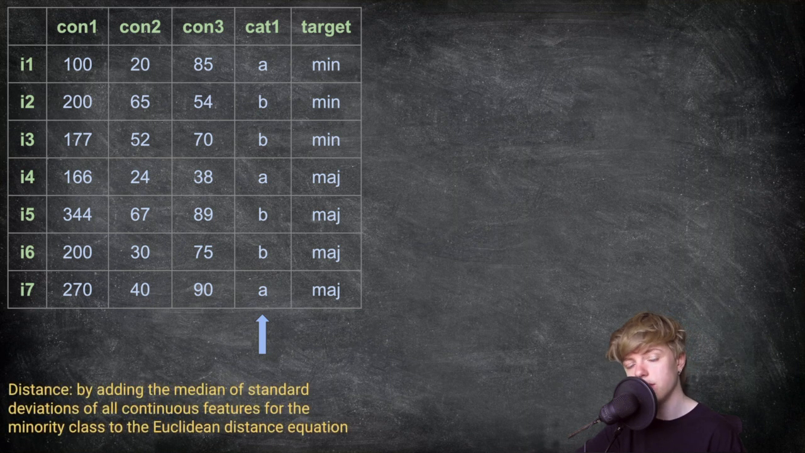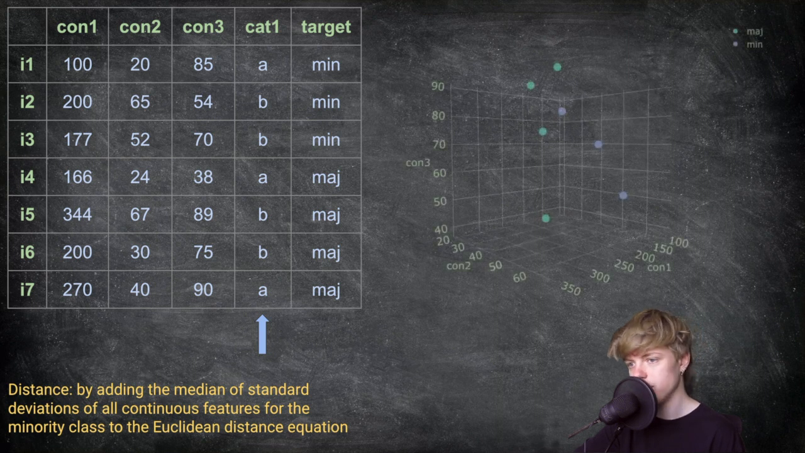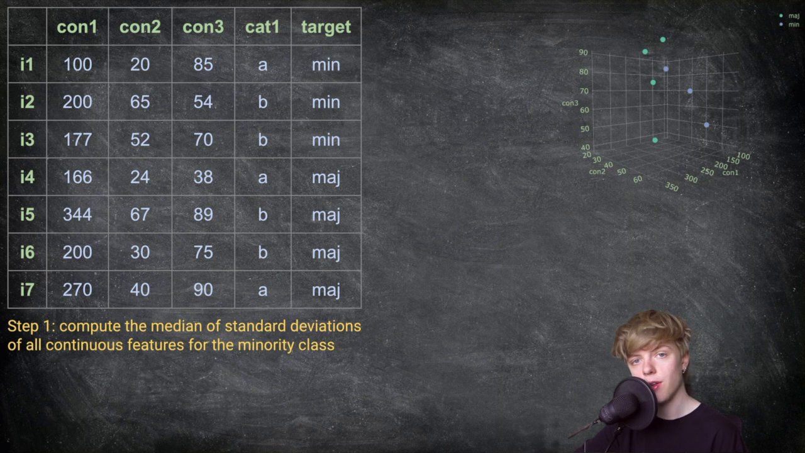The distance is then calculated by adding the median of standard deviations of all continuous features for the minority class to the Euclidean distance equation. And I will show you how to do that. This is what the data looks like right now if we don't include the categorical 1 variable. So step 1 is to compute the median of standard deviations of all continuous features for the minority class.